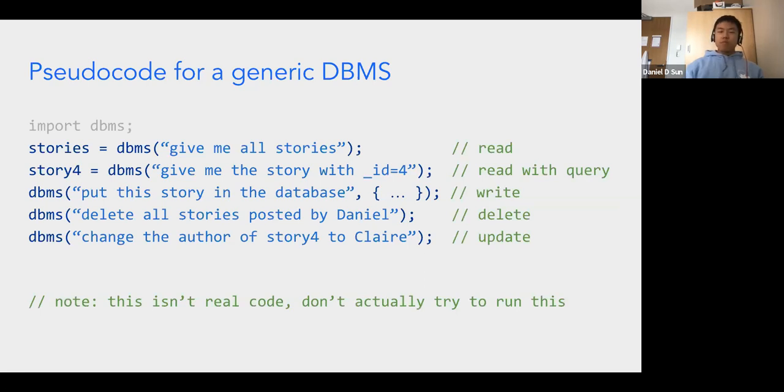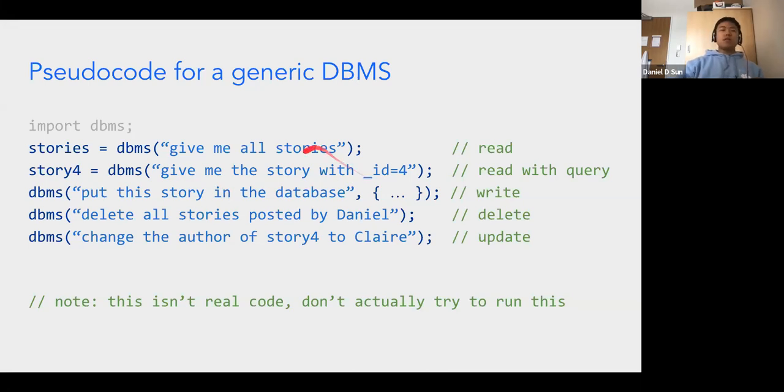Here's some pseudocode for what that would look like. If we wanted to get stories, maybe we could assign this variable stories to the result of the Mongo query, give me all the stories. Maybe we only want story number 4. So we could tell Mongo, hey, give me the story with ID 4.